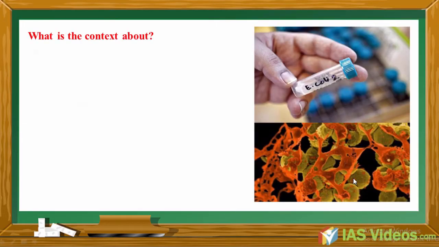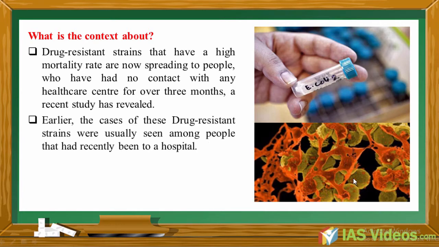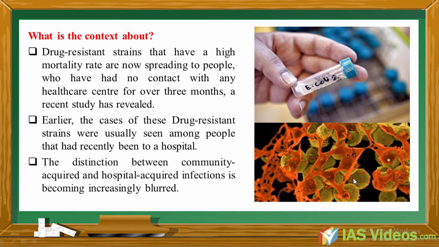What is the context about? Drug-resistant strains that have a high mortality rate are now spreading to people who have had no contact with any healthcare center for over 3 months, a recent study has revealed. Earlier, the cases of these drug-resistant strains were usually seen among people that had recently been to a hospital. The distinction between community-acquired and hospital-acquired infections is becoming increasingly blurred.